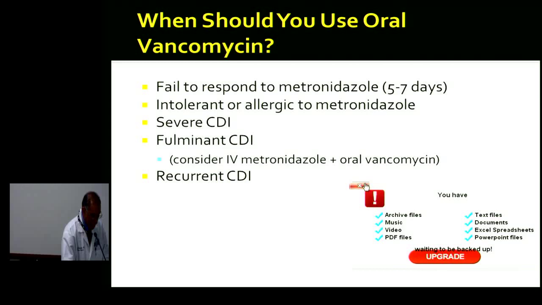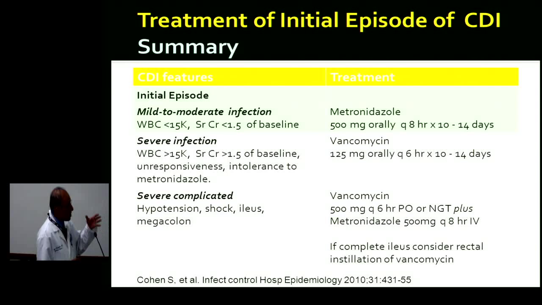Okay. So just to recap, mild to moderate, no leukocytosis, serum creatinine okay, patient looks stable, metronidazole for about 10 to 14 days. Severe infection, high leukocytosis, doubling of the creatinine, patient seems unwell, you move to vancomycin, would be your choice. And if you have severe complicated, you give oral vanco in a higher dose because you hope some of that gets to the colon, and use IV metronidazole because some of that will get secreted into the colon.